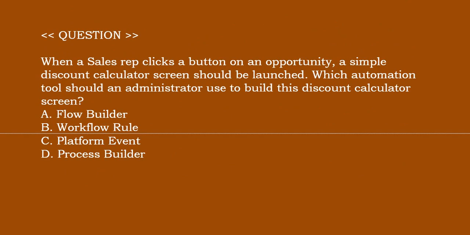Moving to our next question. When the sales rep clicks a button on an opportunity, a simple discount calculator screen should be launched. Which automation tool should an administrator use to build this discount calculator screen? Option A, flow builder. Option B, workflow rule. Option C, platform event. Option D, process builder.